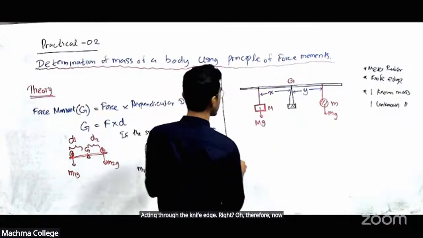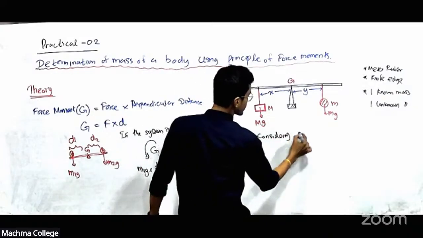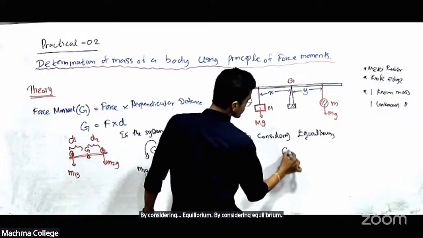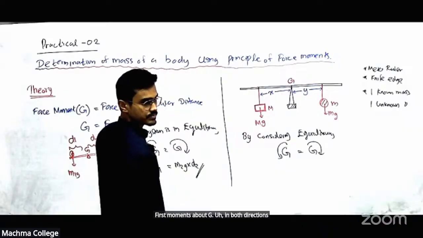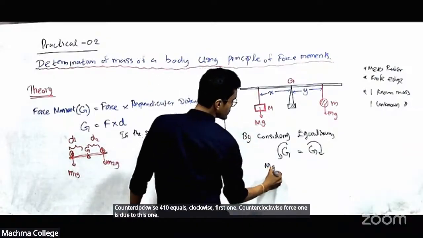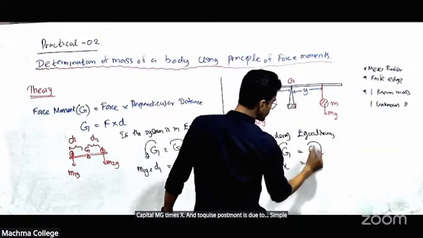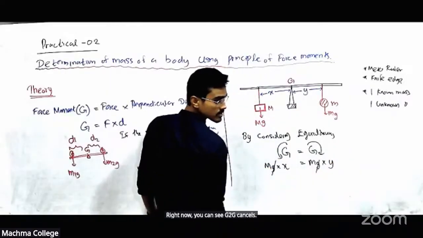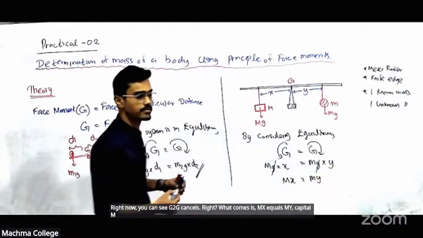Therefore, now if I consider equilibrium, look at the board, don't write. By considering equilibrium, force moments about G in both directions should be equal. Counterclockwise force moment equals clockwise force moment. Counterclockwise force moment is due to this one, capital Mg times x, and clockwise force moment is due to simple mg times y. Right, now you can see g cancels, right? What comes is capital Mx equals simple my.